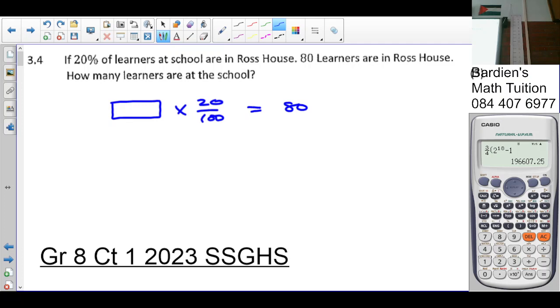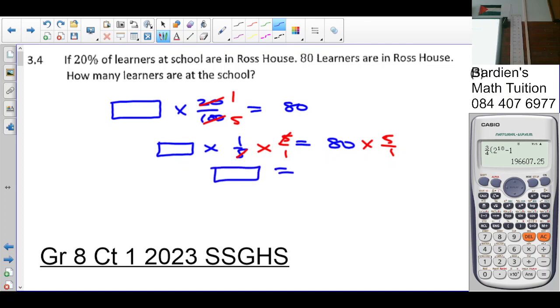So firstly, 20 going into 20 once, 20 going into 100 5 times. So this is the same as saying that unknown multiplied by 1 over 5 is equal to 80. How do I reverse this calculation? By multiplying it by 5 over 1. Or I can divide it by 1 over 5. It's the same thing. So of course that cancels. So that unknown number, or the number of learners at school, is equal to 80 times 5. And what's 80 times 5? 400. So there are 400 learners at the school. Okay.